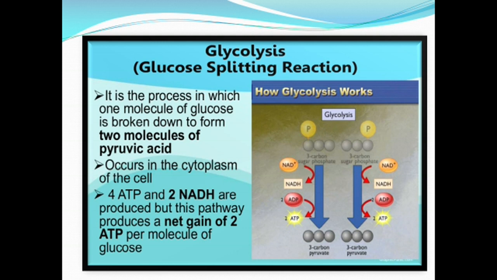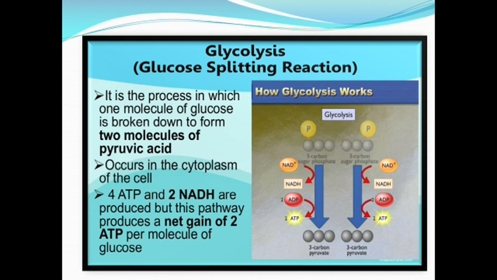Now if we look at the term glycolysis, we will see that it is made up of two words. What are these two words? One is glyco, another one is lysis. Glyco means glucose, and the second one, lysis, means breakdown, or we can say splitting. Splitting of what? Splitting of glucose, splitting of sugar. So during the process of glycolysis, where does it occur? Just now I have told you, it occurs in cytoplasm.